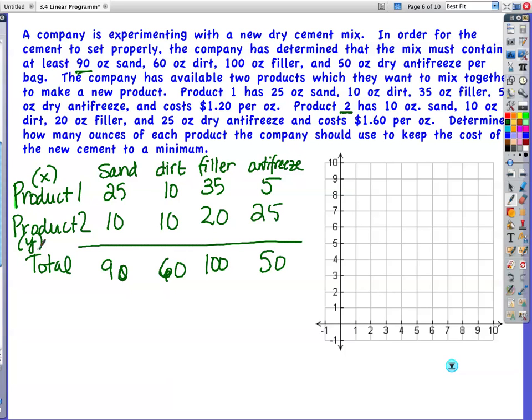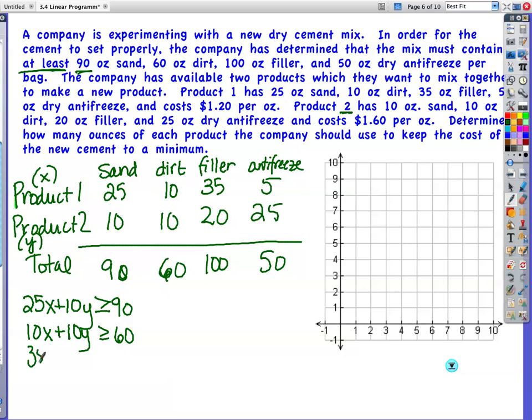So I'm going to write a sand inequality. So I have 25X plus 10Y. Now, here's the thing. They must contain at least 90 ounces of sand. Okay, if I have at least 90 ounces of sand, then I'm going to write greater than or equal to. So that's kind of an important word, where I think the other one, you only had so much product, but here, inside the product that you're making, like in the recipe, you have to have at least 90 ounces of the sand. Dirt, 10X plus 10Y is greater than or equal to 60.